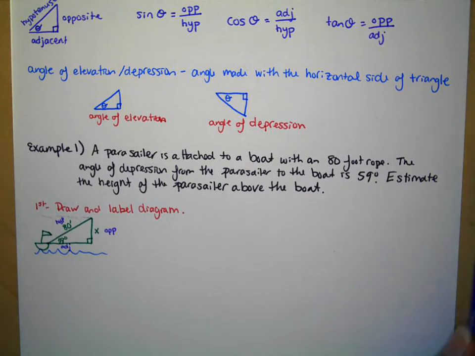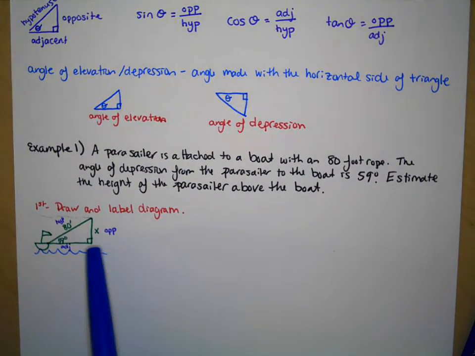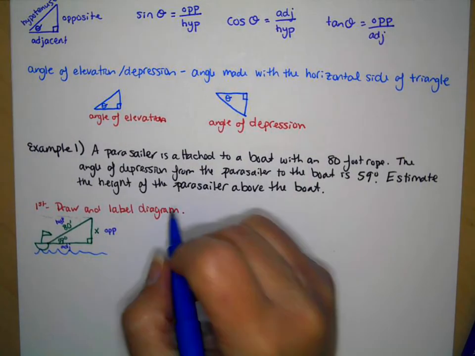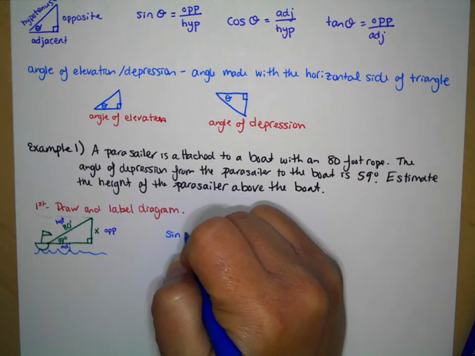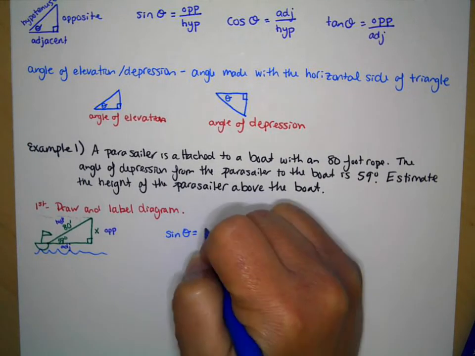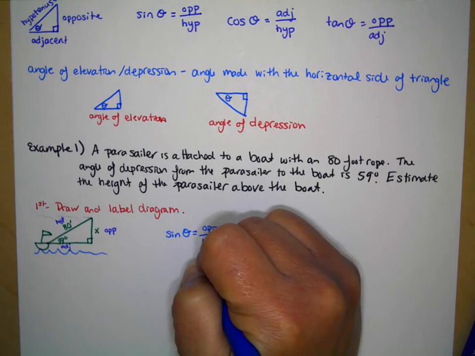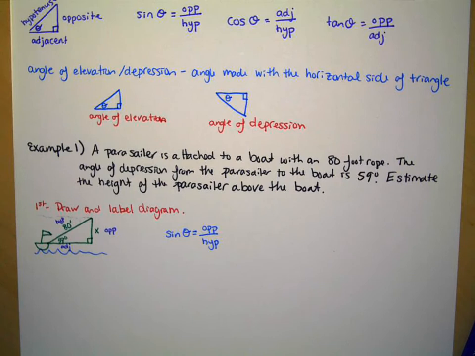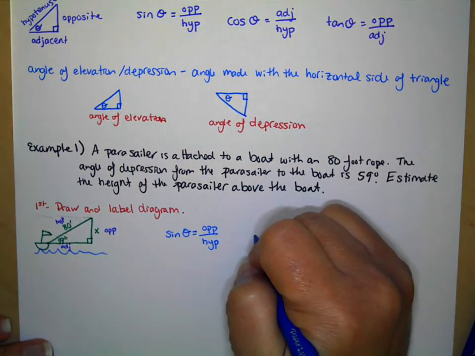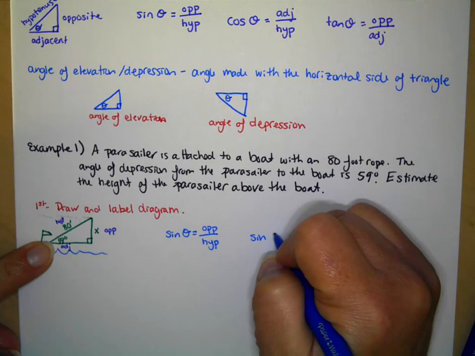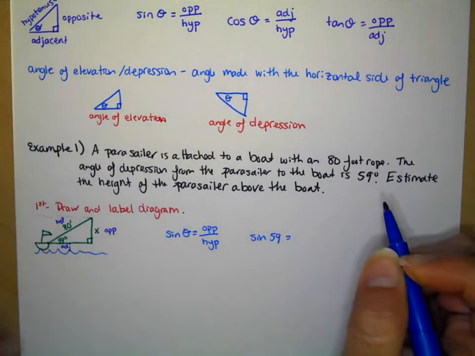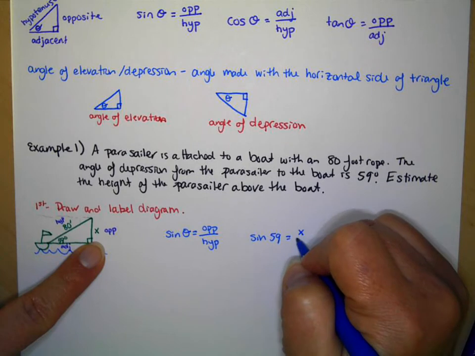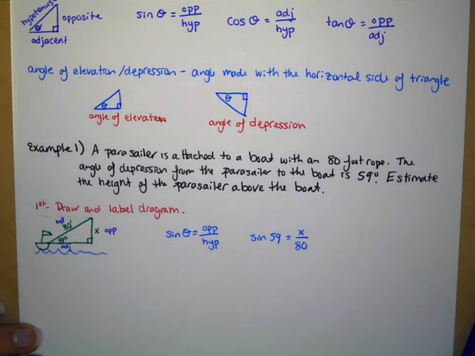So looking at the information that we have here, the two sides that we are trying to work with are our opposite side and our hypotenuse. So opposite and hypotenuse tells me that I need to use sine. And sine we know is equal to the opposite side over the hypotenuse. So now if I substitute in the information that I know, the sine of our angle, 59 degrees, is equal to our opposite side, which is x, over our hypotenuse, 80.